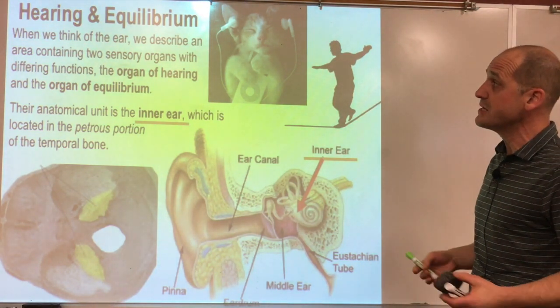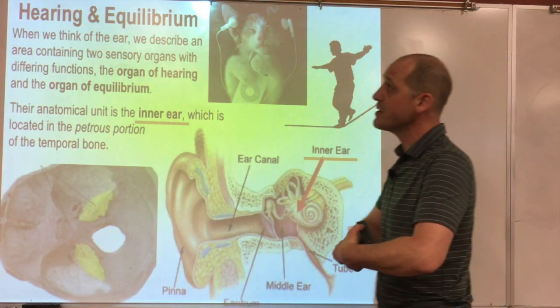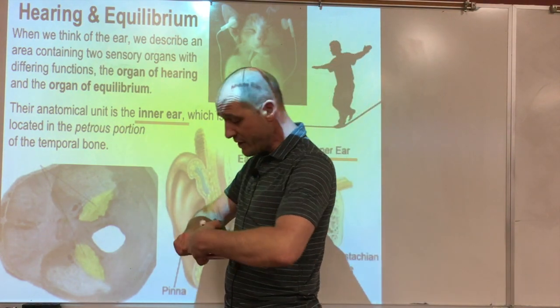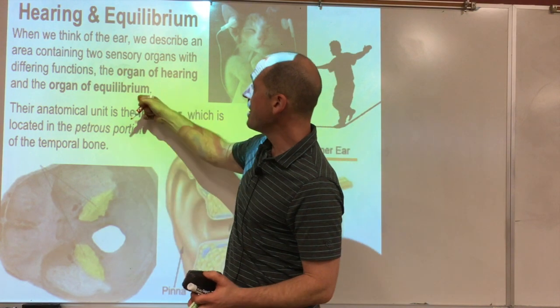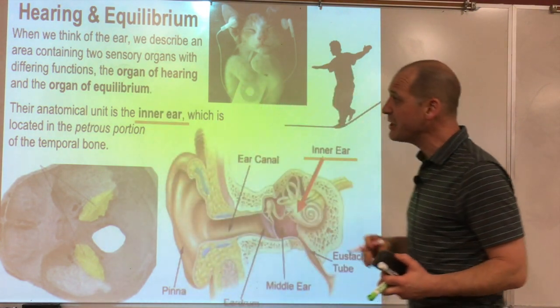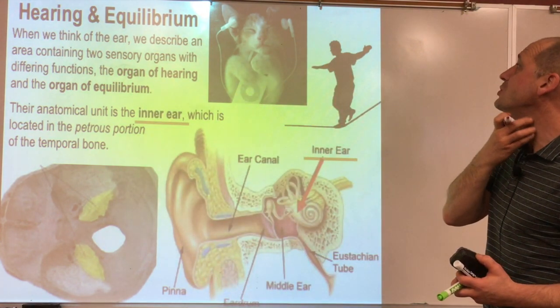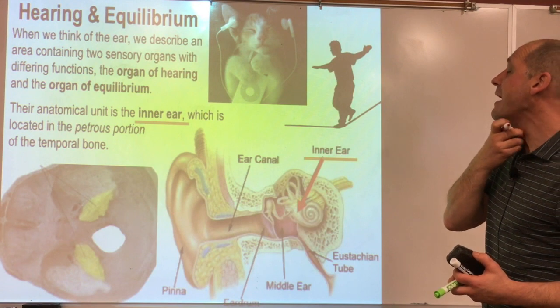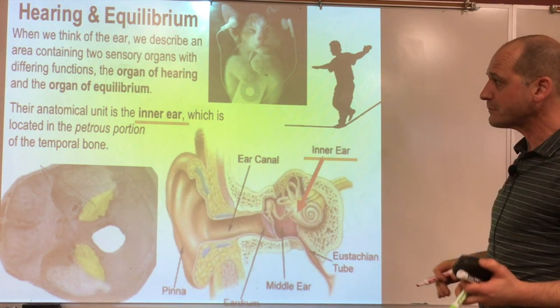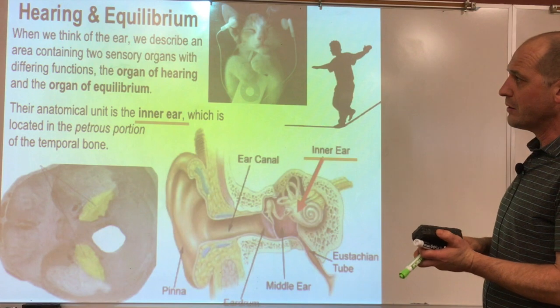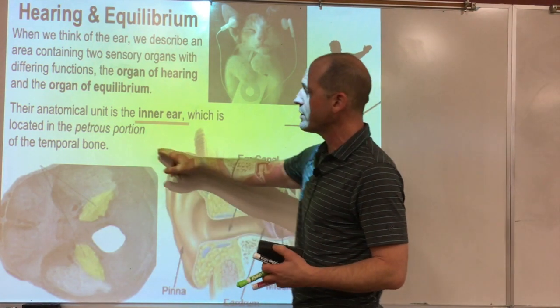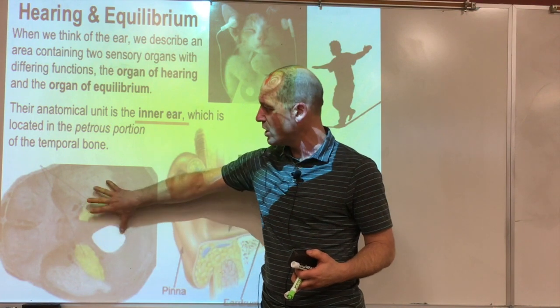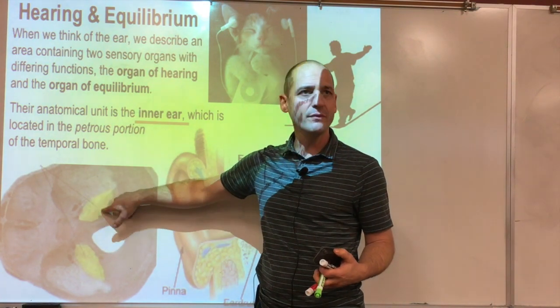When we think of the ear, we describe sensory organs that function for hearing and also for equilibrium, not just hearing. And they both work fairly similarly in the way that they transduce the vibration or the position. Anatomically speaking, the inner ear is where the petrous portion is located in the temporal bone. So when you open the skull, that's right here, that little mountain.